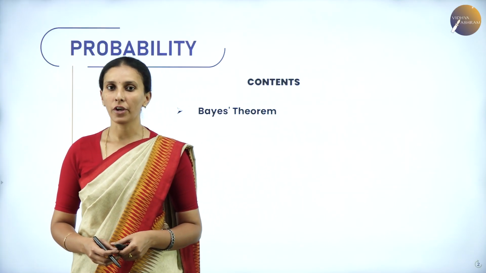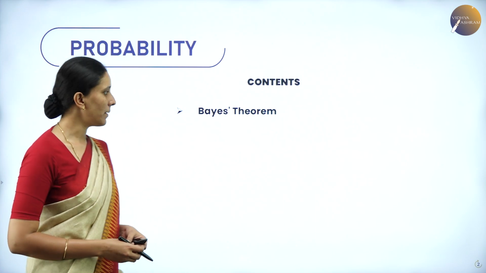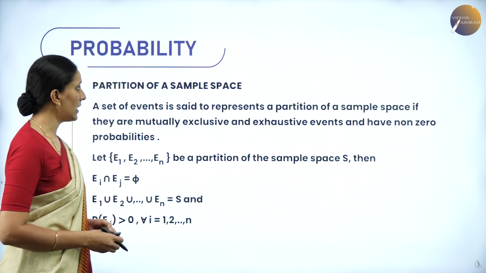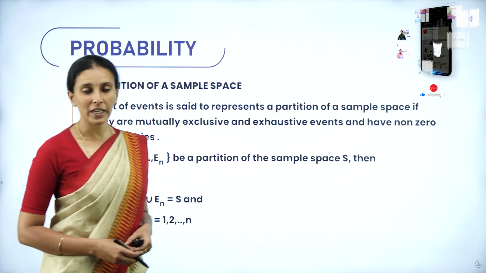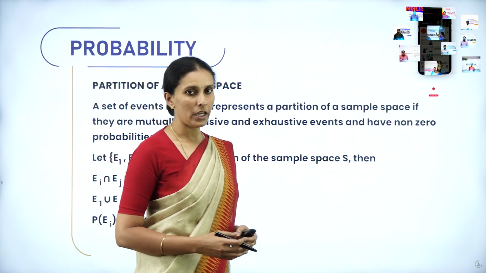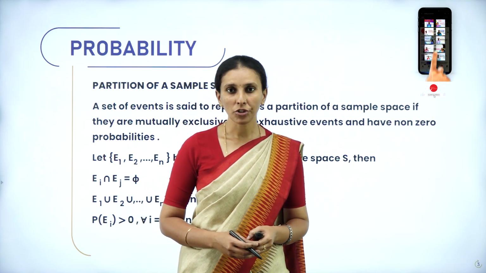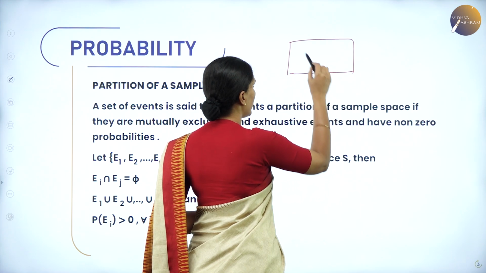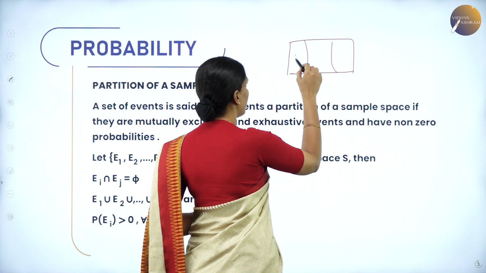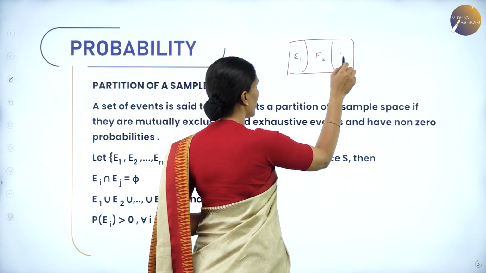In this session, we are going to study the concept of Bayes theorem. Before that, let us see what is a partition of a sample space. Suppose we consider E1, E2, E3 as the partition of a sample space. Then let me consider a sample space here. It is divided into 3 events, E1, E2, E3.